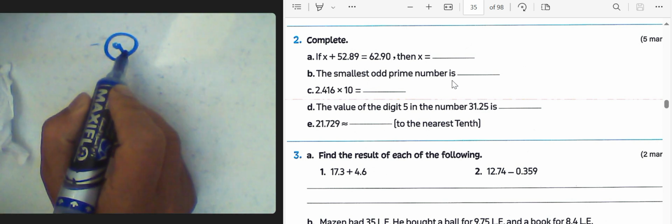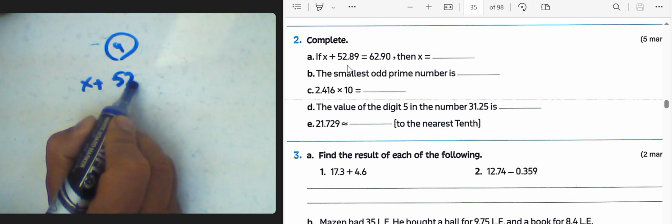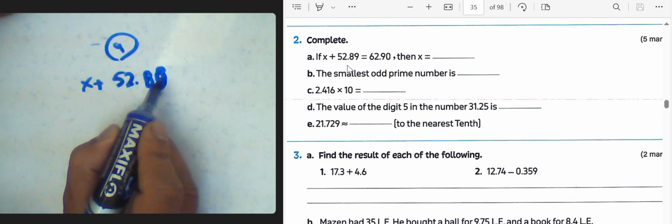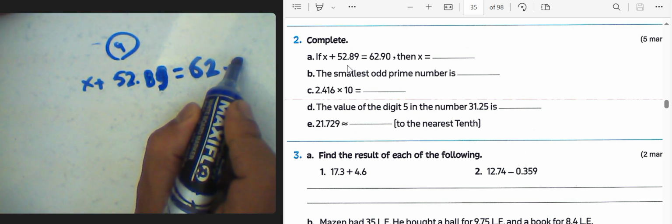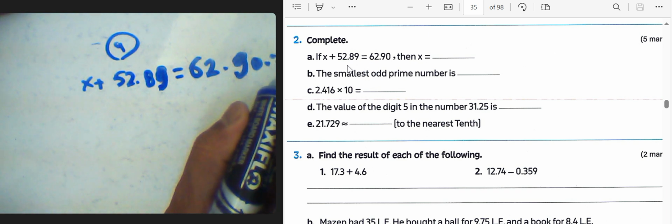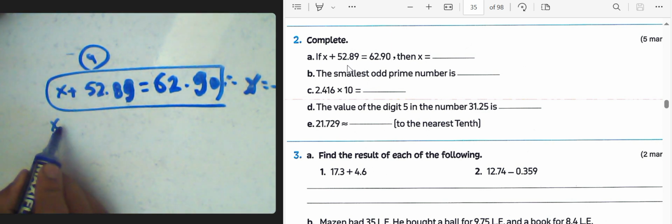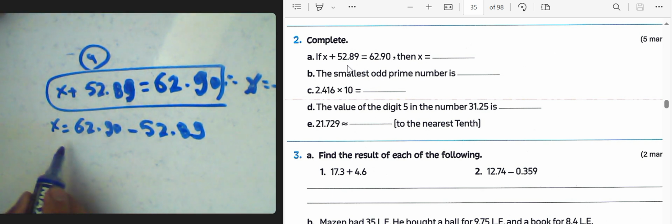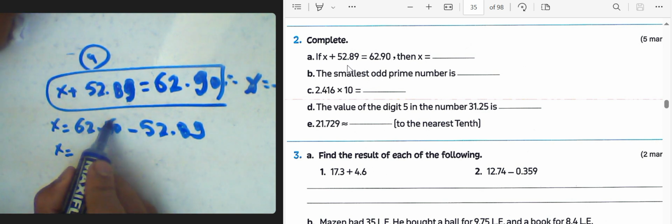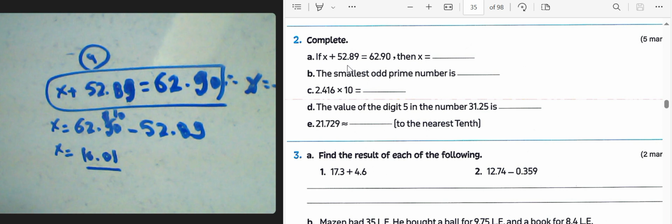Letter A. If x plus 52 and 89 hundredths equal 62 and 90 hundredths, then the value of x equals. We can find the difference between the numbers. X equals 62 and 90 hundredths subtracted by 52 and 89 hundredths. 10 minus 9, we can't do it. Put 1 here. 10 minus 9 will be 1, and 8 minus 8, 0. 2 minus 2, 0. 6 minus 5, 1. The result will be 10 and 1 hundredth.